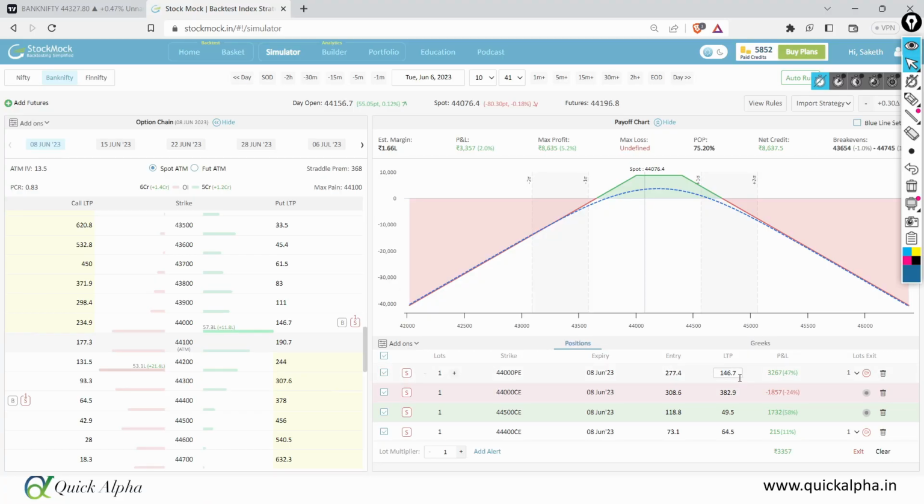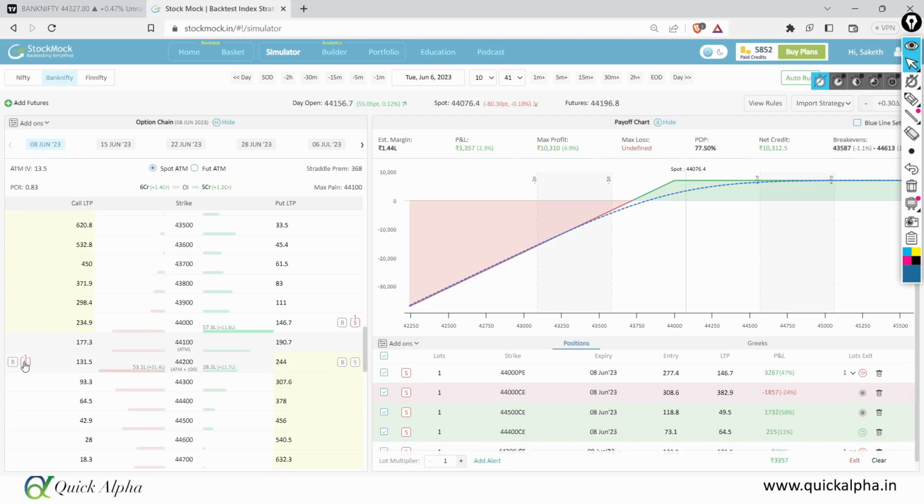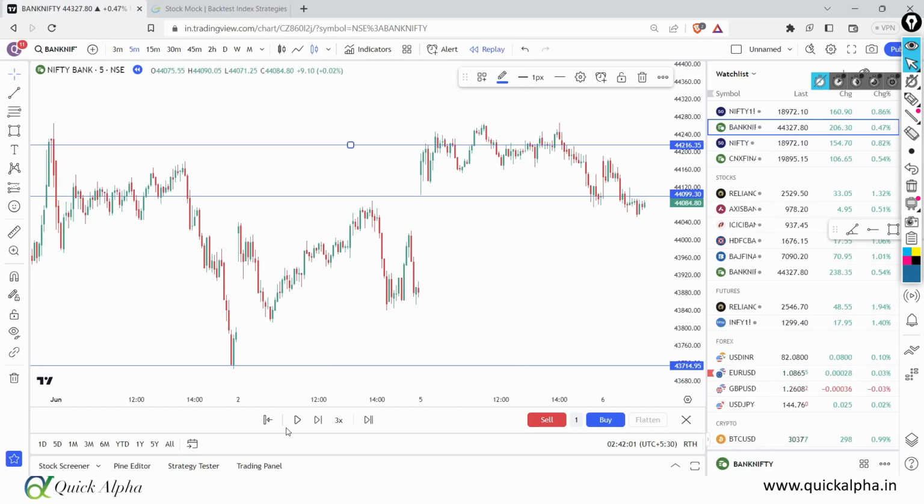So one premium is trading at 146, the other one is 64, which gives me one more reason to end up shifting. So again, I will end up moving closer in with my calls. I'll exit this 44,400 calls and I will come in closer with my 44,200 calls. So right now you can see we have puts trading at 146 rupees, calls trading at 177 rupees, and let's continue our simulation.